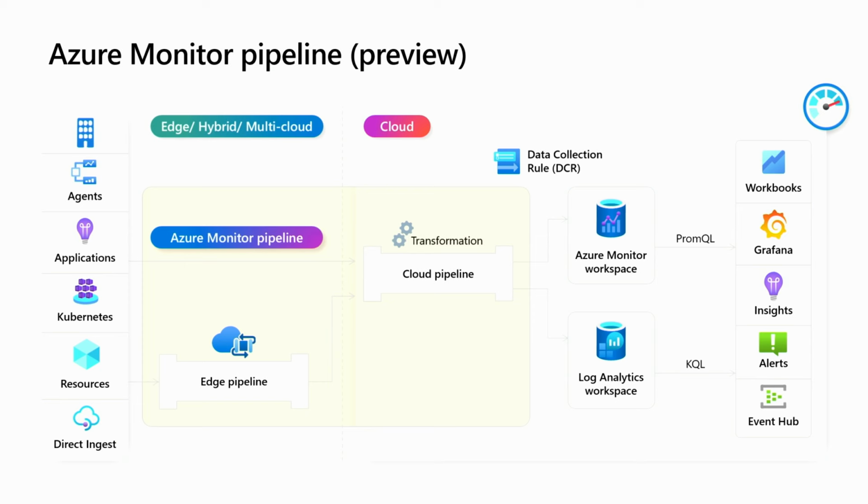You need a Kubernetes cluster in your edge environment. You Arc-enable that cluster. We have a new extension called Azure Monitor Pipeline. You enable that, and just like with the cloud pipeline, you define your OTLP logs or your syslogs, whatever you want to collect from on-prem and edge, and get it into Azure Monitor.